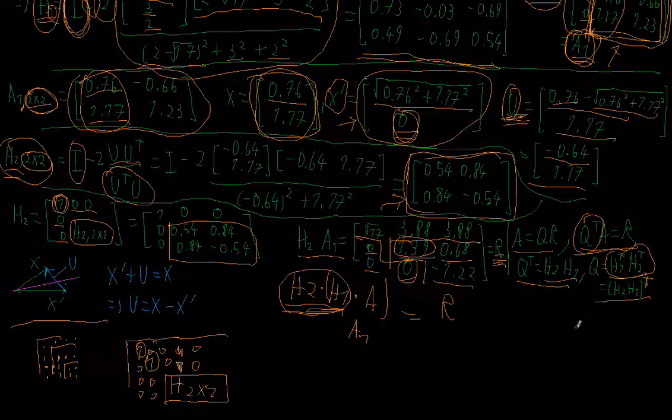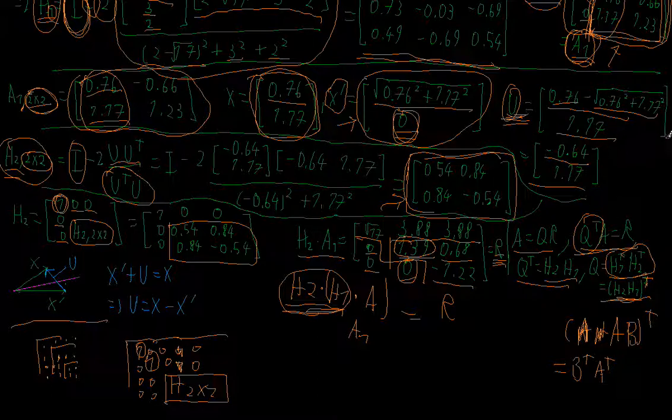Okay, remember that the transpose of A times B, if we take the transpose of that, is equal to B transpose times A transpose. Okay, so that's the same thing here. So Q is equal to (H2 times H1) transposed, or H1 transposed times H2 transposed.